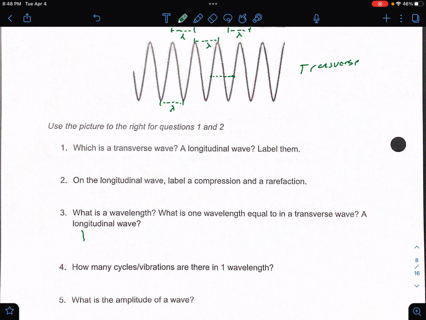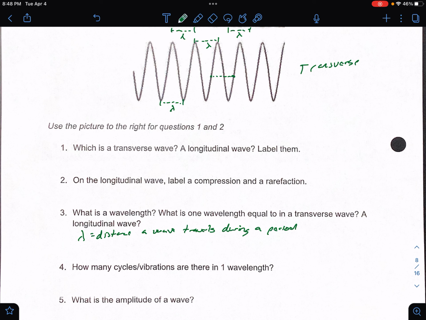Okay, number three, what is the wavelength? Okay, so wavelength is the distance a wave travels during a period of time. Okay, so that is technically what a wavelength is.